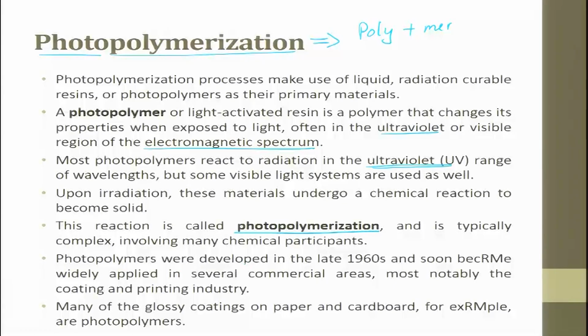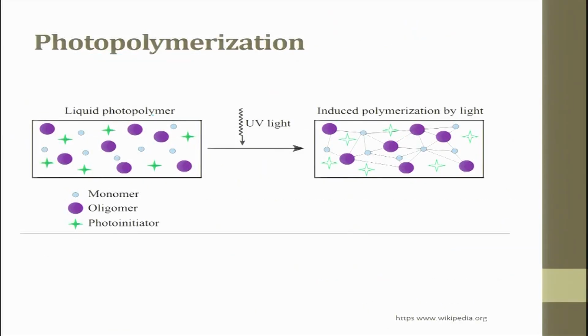Photopolymers were developed in the late 1960s and soon became widely applied in several commercial areas, most notably the coatings and printing industry. Many of the glossy coatings on paper and cardboard, for example, are photopolymerization. So, this is a liquid polymer.